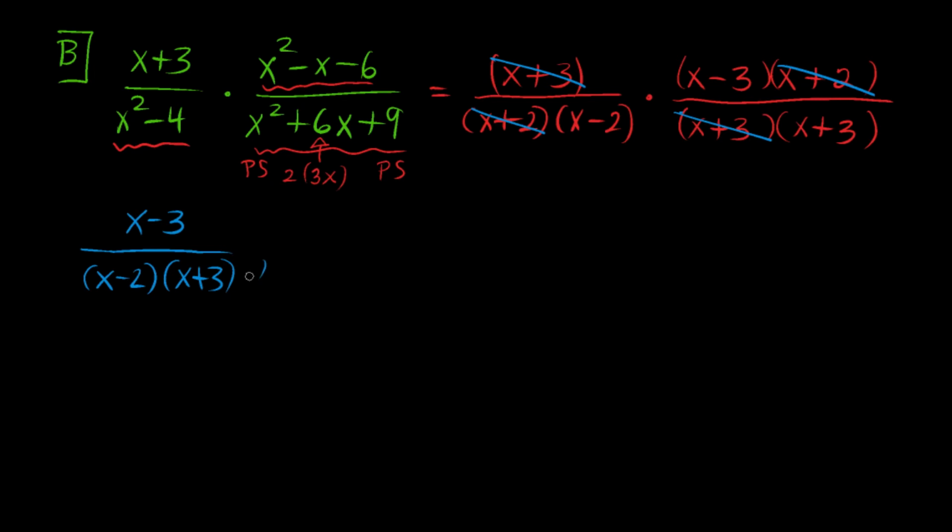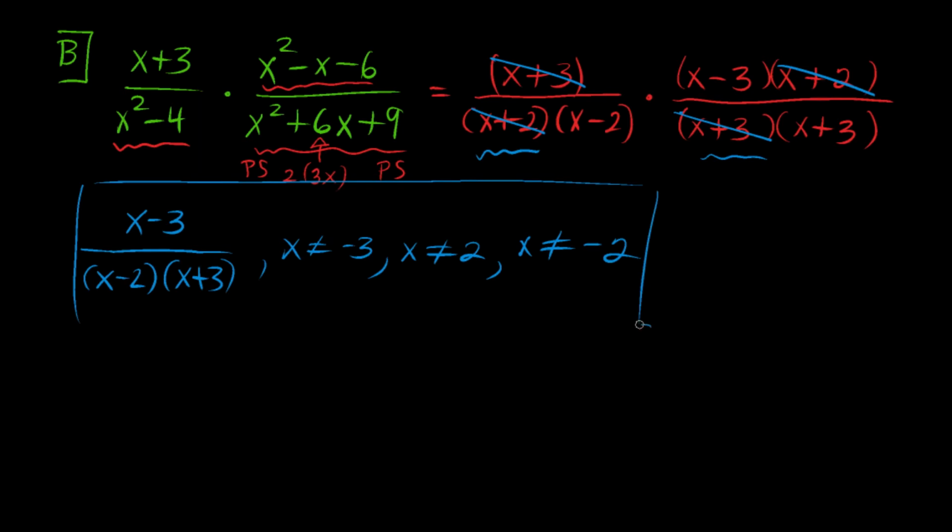For our restrictions, it's obvious that x can't be -3 here. X cannot be +2 there. And it can't be -3. Sorry, that's -3. That's -3. That's +2. -2. That's the other one. So we have three restrictions: +2, -3, and -2. And that is our answer for that one.